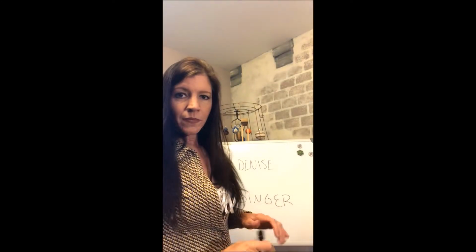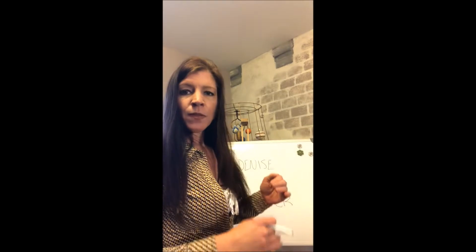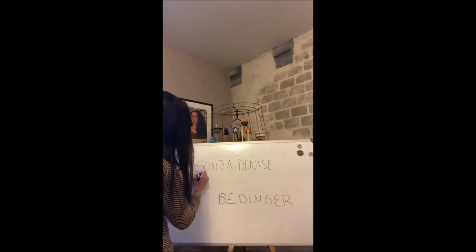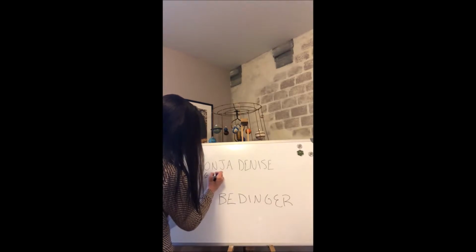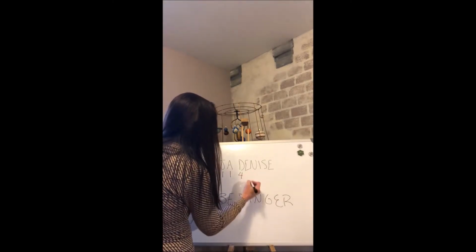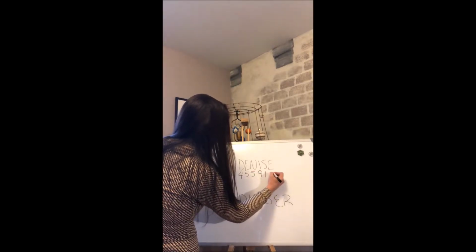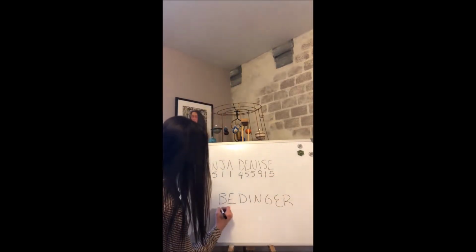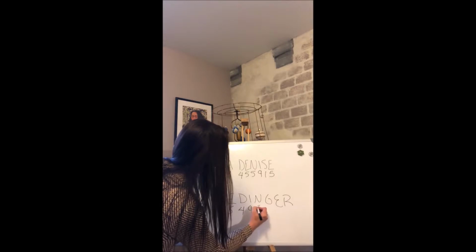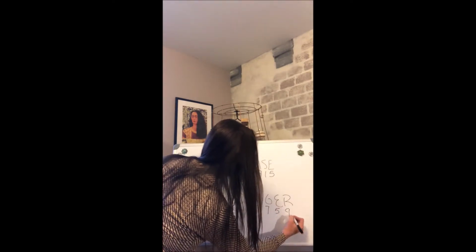For right now, I have a different system when I'm looking at soul urge or other numbers, but for now I'm just going to write down, underneath each letter, its number equivalent. So the S is a 1, the O is a 6, the N is a 5, J is a 1, A is a 1, the D is a 4, E is a 5, N is a 5, I is a 9, S is a 1, E is a 5, B is a 2, E is a 5, D is a 4, I is a 9, N is a 5, G is a 7, E is a 5, and R is a 9.